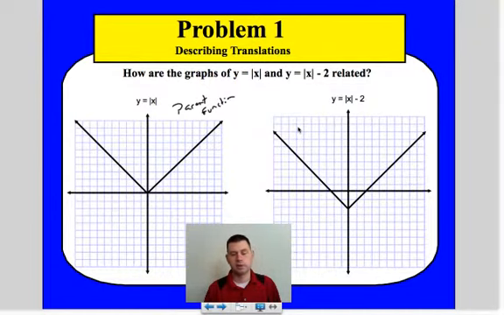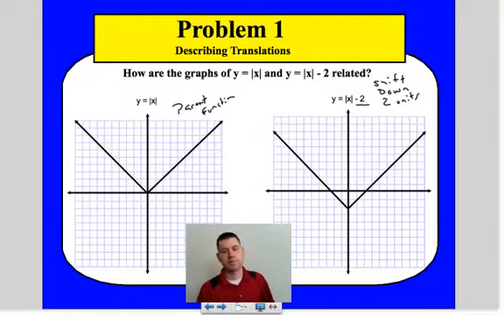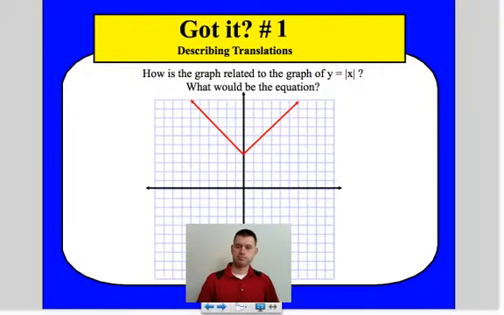As you can see, what happened was we shifted down 2 units. So there's a relationship there with the minus 2. This one was shifted down, right over here. Shift down 2 units. So that would be the answer for that one.